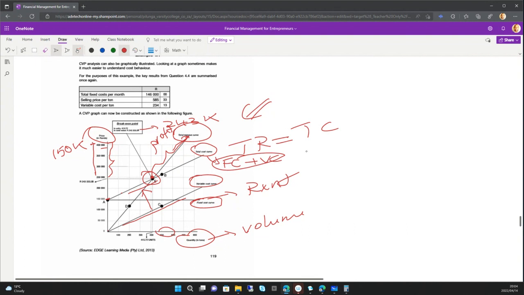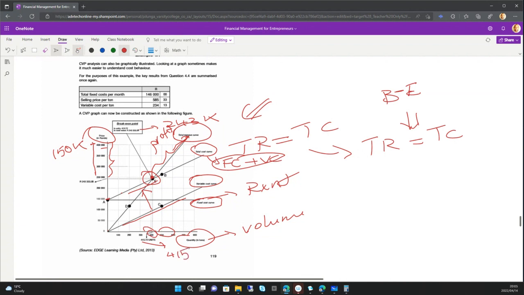And remember again, if the total revenue equals the total cost, this is the break even. Break even. Okay, so in terms of units, look at the break even, look at here. In terms of units, we will reach break even at how many units?